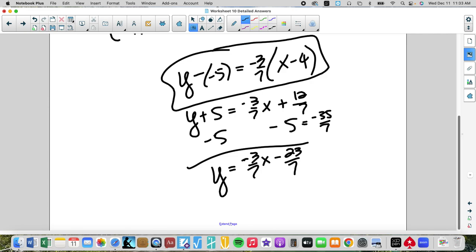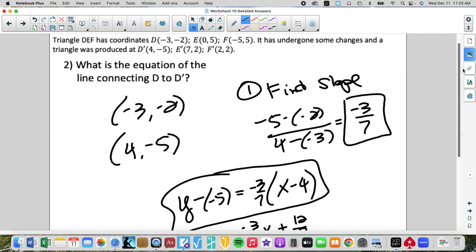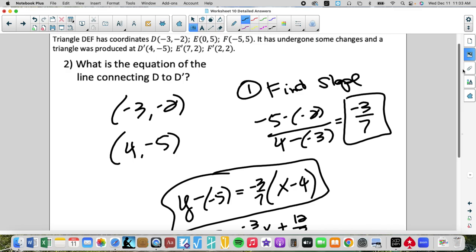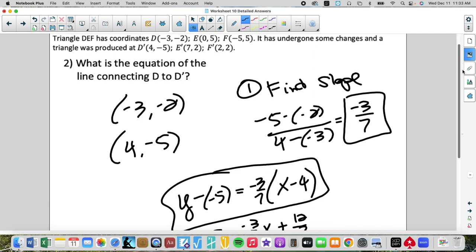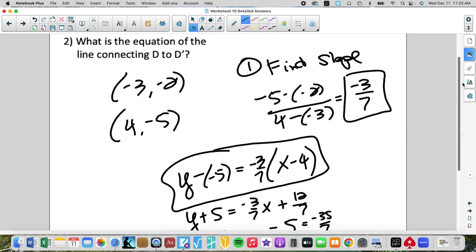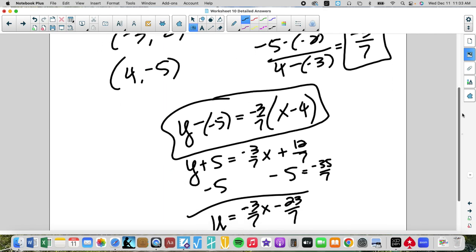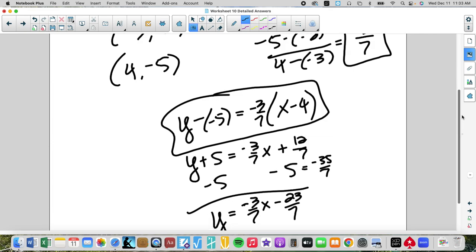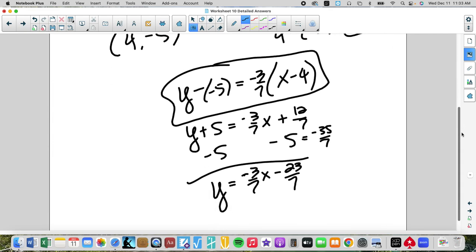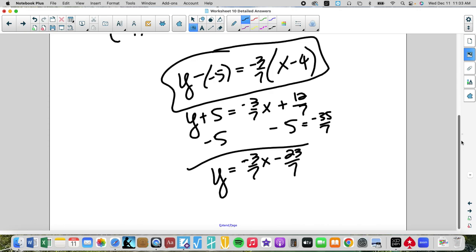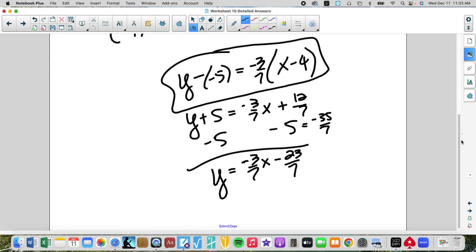No. That is not the equation. Why is that not the equation? What did I do wrong? -5 minus -2. That's -5 plus 2, which is -3. Then we do 4 minus -3, which is 7. That should be -3/7. And then we have our x value minus, yes, and that's correct. That's positive. That's minus, and 12/7. Yeah, this is the line.